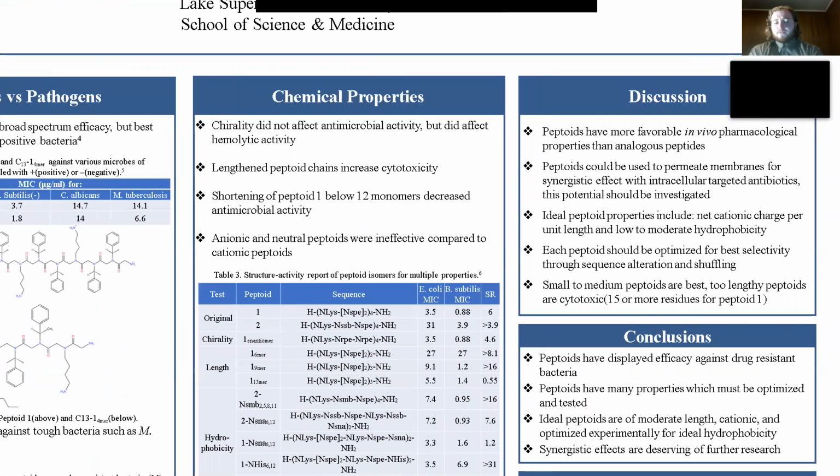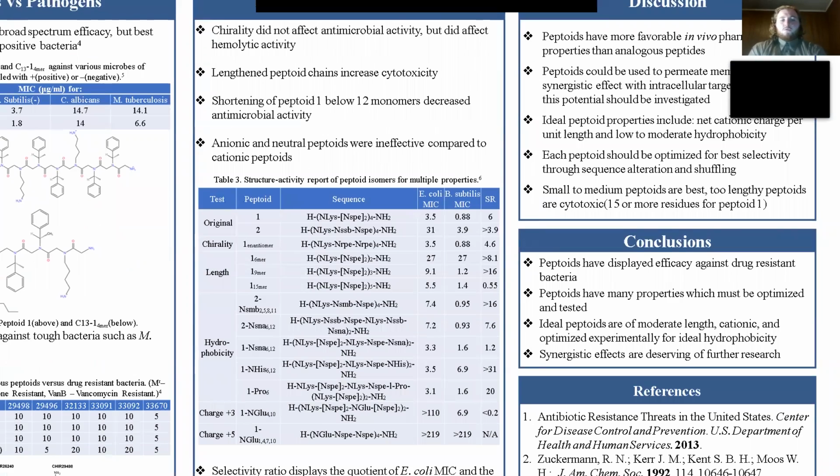So let's look at some chemical properties of these peptoids. The chirality of each side chain didn't really affect the peptoid activity against antibiotics, but it did somewhat affect the selectivity ratio and the hemolytic dose. Lengthened peptoid chains, so making the peptoid chain itself longer, increased the activity against bacteria, but also against human cells. And the shortening decreased that cytotoxicity, but also decreased the antimicrobial activity.